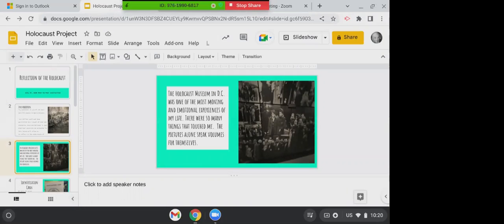So I've incorporated in my presentation some of the pictures from the Holocaust Museum, some of the ones that moved me the most. And that could be another possible project that I would use as a journal writing. I do teach English, so I chose to kind of go with the writing and pairing and sharing aspect of this.